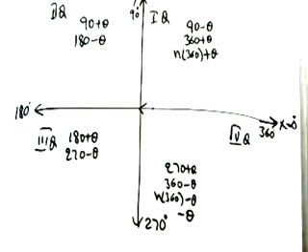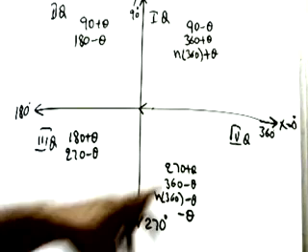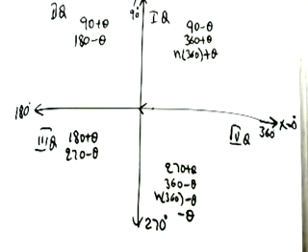So just revise this one. We must be perfect with these basics. In the first quadrant, we can say 90 minus theta, or 360 plus theta, or n into 360 plus theta. For the second quadrant, 90 plus theta and 180 minus theta. For the third quadrant, 180 plus theta and 270 minus theta. And for the fourth quadrant, 270 plus theta, 360 minus theta, n into 360 minus theta, and minus theta. This all denotes the fourth quadrant.